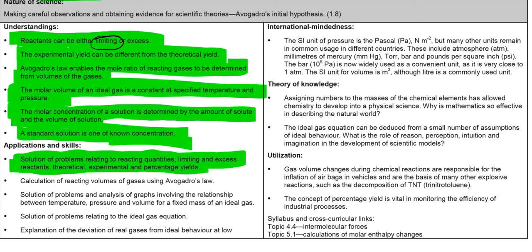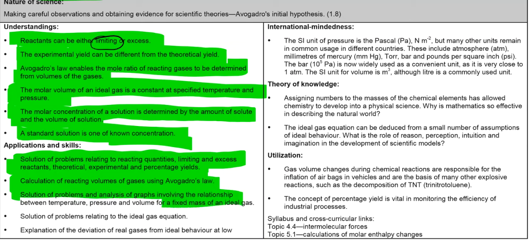Solutions are problems relating to quantity excess. So this is just basic stoichiometric calculations, reacting volumes of gases using Avogadro's law. Just remember, if you have the same temperature and pressure, you're going to have the same volume of gas, given that the moles are the same. But if you have 1 mole of gas and 2 moles of gas, then the volumes are going to be 1 to 2 respectively.